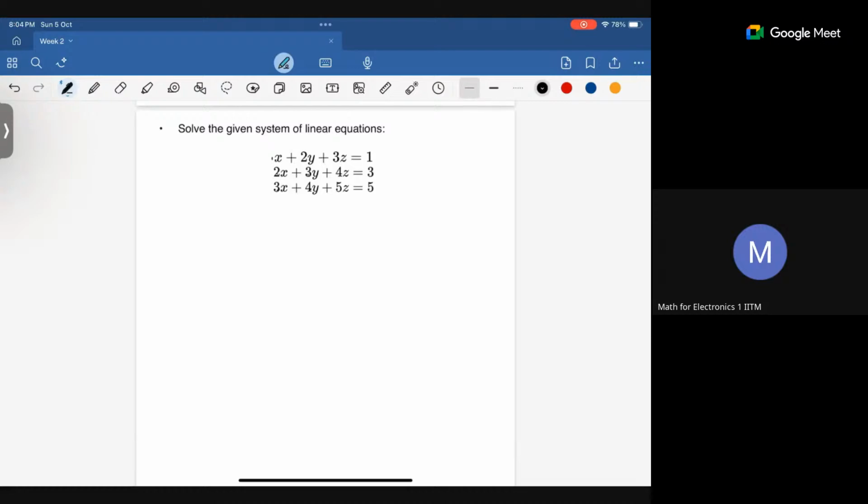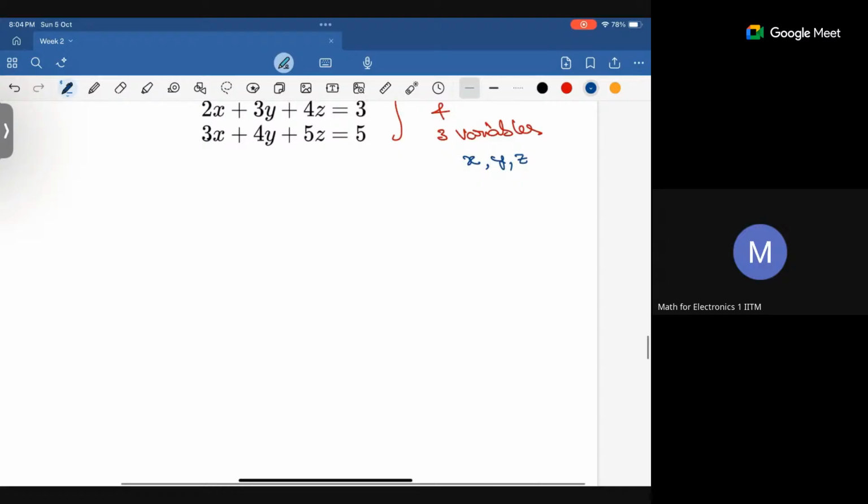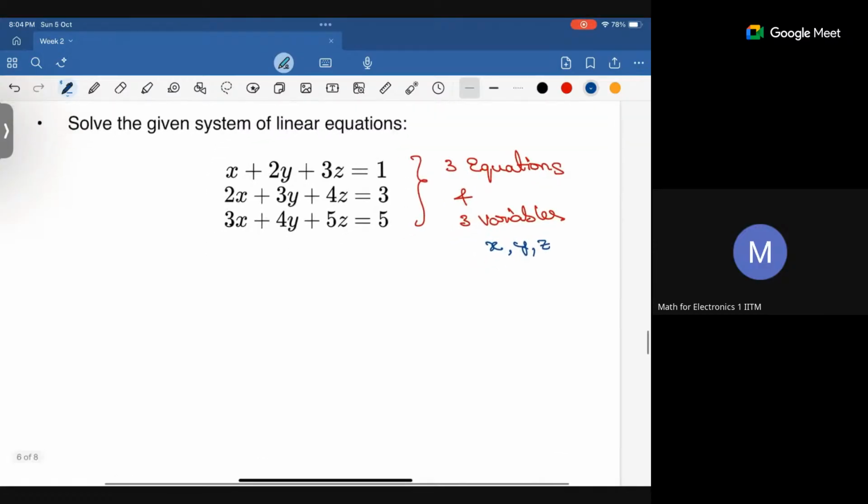Okay, so let's begin. So here is the system with three equations and three variables. Right, so this is a system of linear equations with three equations and three variables, and the variables are x, y, and z. Hope my screen is visible clearly. Okay, I'll just zoom it a bit for you guys.